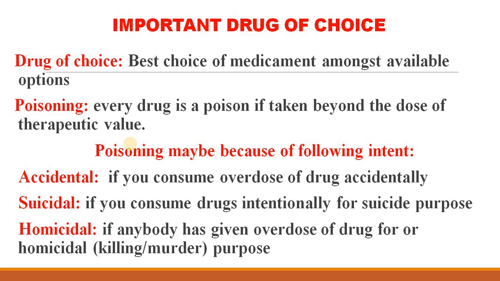Okay, so if anybody has given an overdose of a drug to you for the purpose of killing or murder, then it is homicidal. Poisoning may be because of three reasons: accidental, suicidal, and homicidal. I hope you have got a clear idea about poisoning. Next, we will see individual poisonings and their drug of choice.